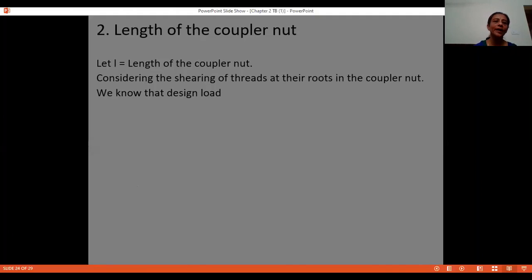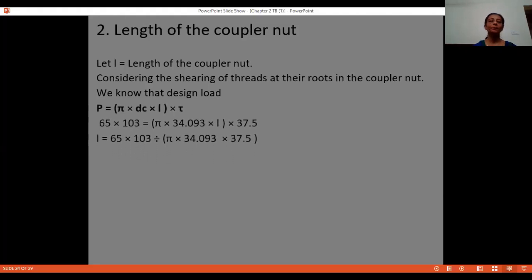Step number 2 is to find the length of the coupler nut considering shear failure of threads of the rod into the threads of the nut. So strength equation is P is equal to pi into dc into L into tau, considering circumferential shearing. Substitute all values and we get value of length as 16.2 millimeter.